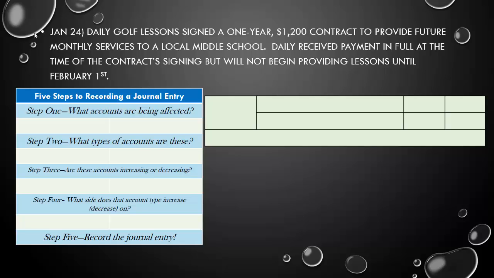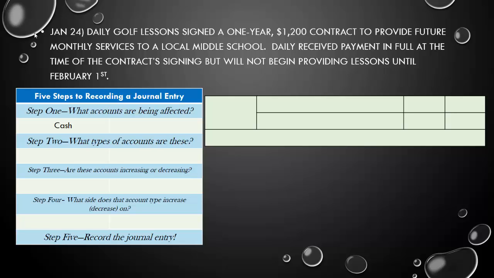So what accounts are being affected here? Well, we're getting paid in full in advance of doing any type of service, which means cash has to be affected. We're actually getting the $1,200 today. For the other account, we can't record this as service revenue. Why? Because we haven't fulfilled any of our obligations to this middle school. Yes, we signed the contract on January 24th, but we don't start giving lessons till February 1st. So we can't say that we provided services because we haven't provided services.